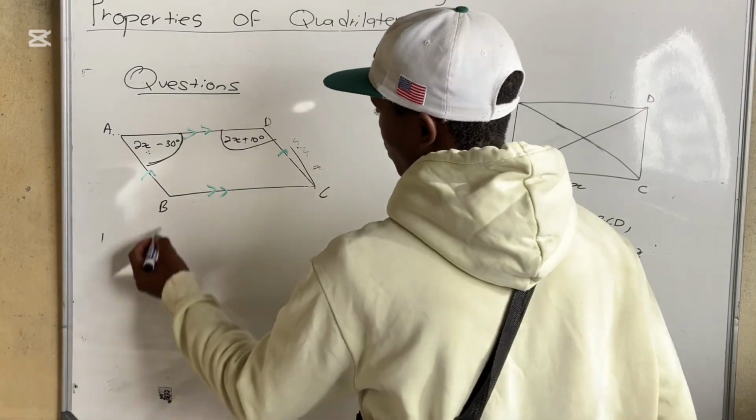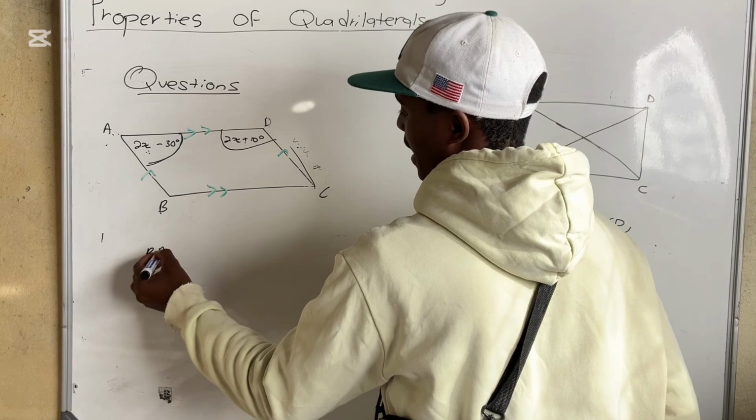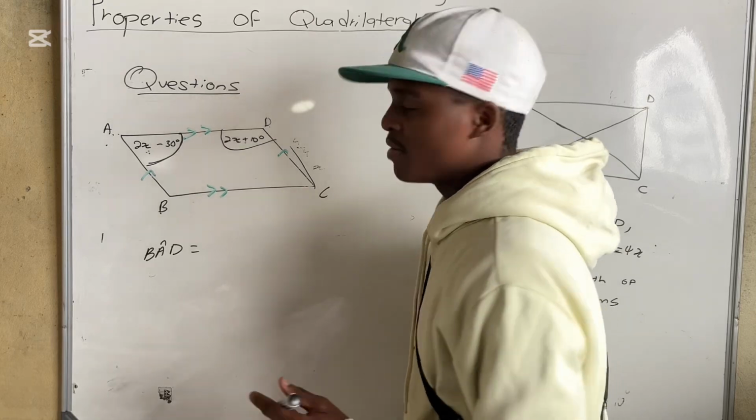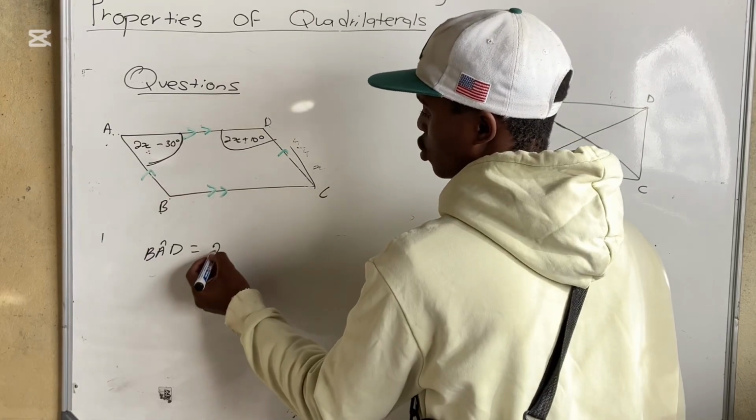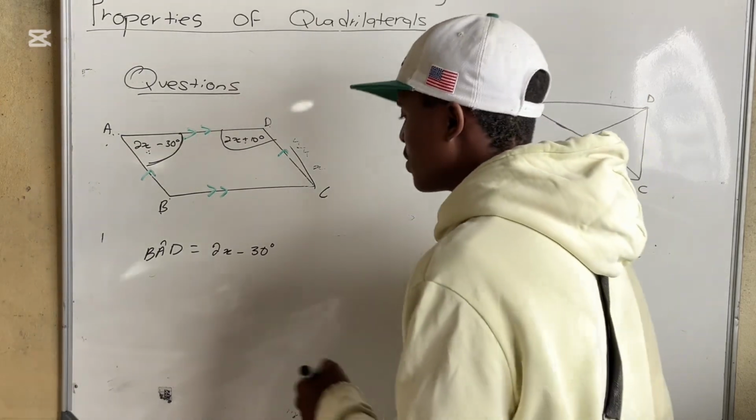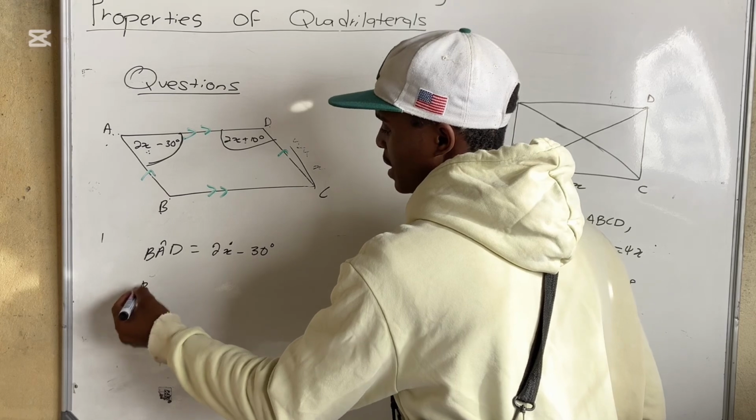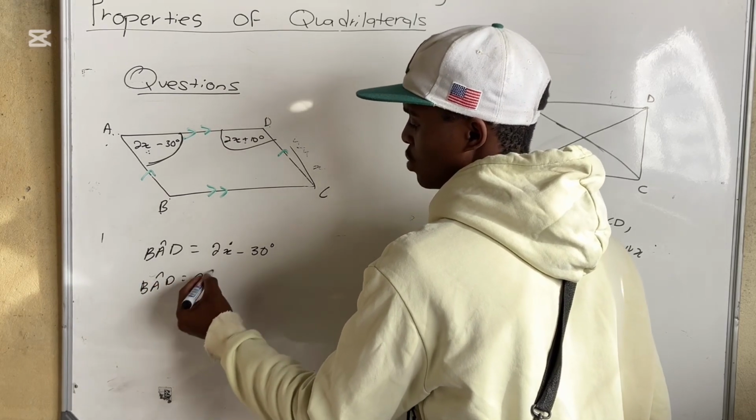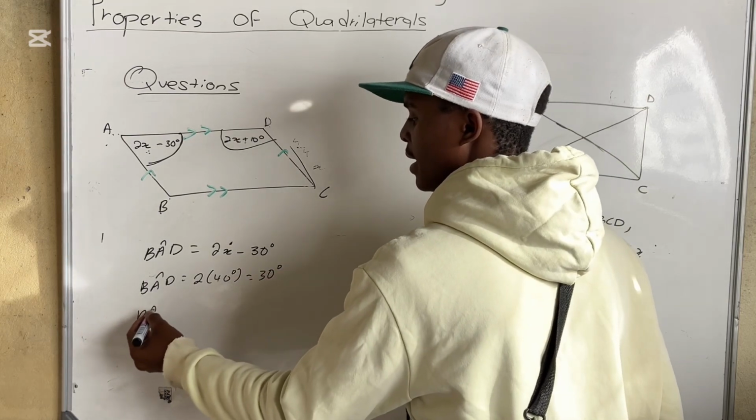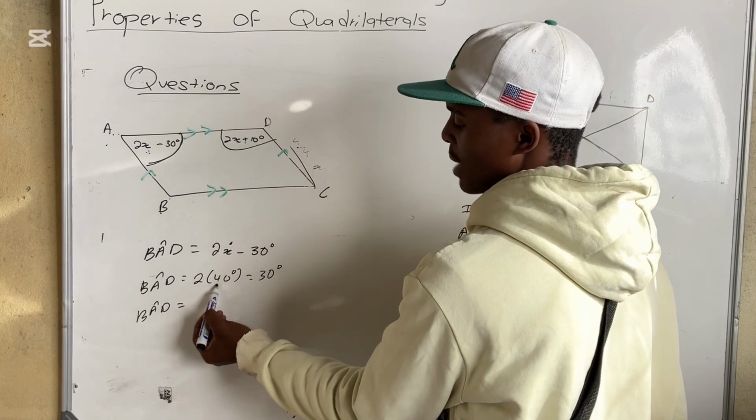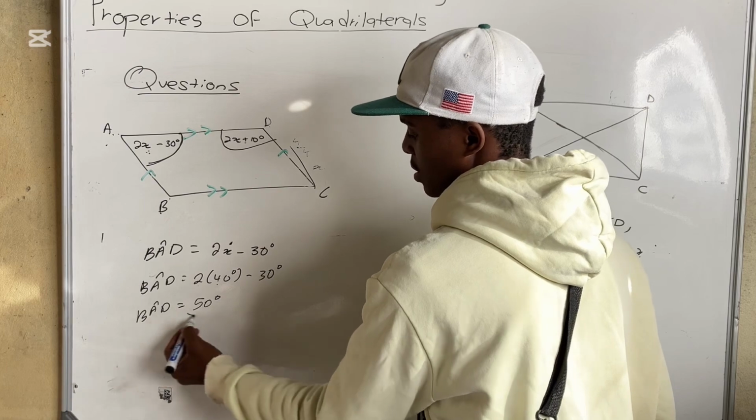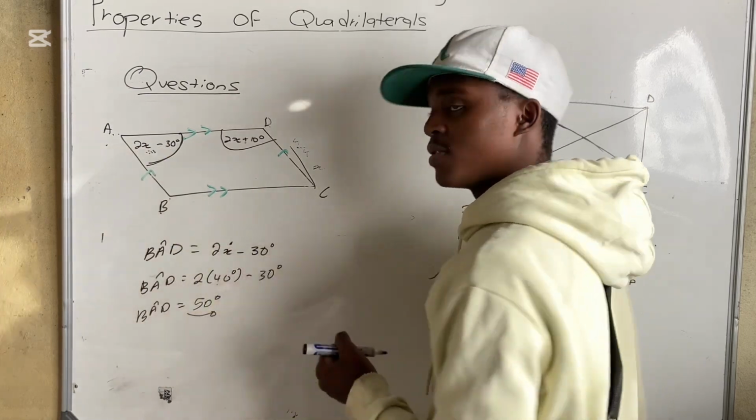So let's come to this one. So it's BAD. Why am I writing it like this? To show which angle specifically. So this angle here, it's 2x minus 30 degrees. This is not an actual angle, it's an estimation. So now, since we've found our 40, we know that BAD will be 2 times 40 degrees minus 30 degrees. So our BAD is equals to 2 times 40 is 80, and then 80 minus 30 is 50 degrees. So the angle for here is 50 degrees.